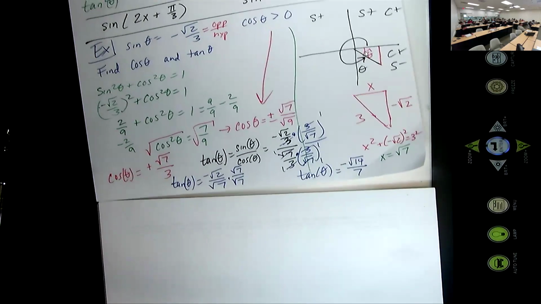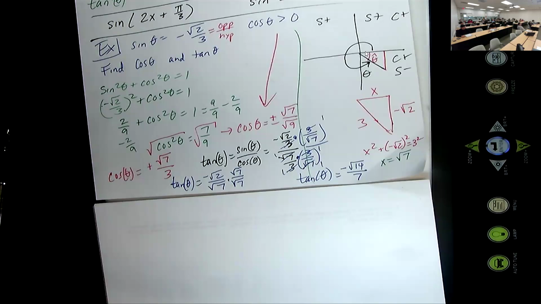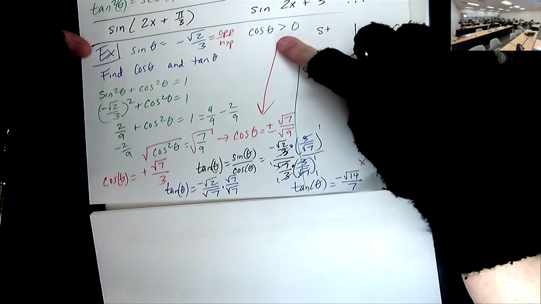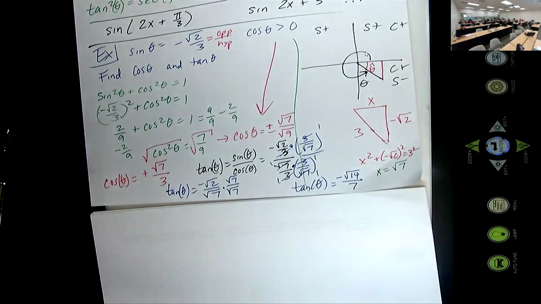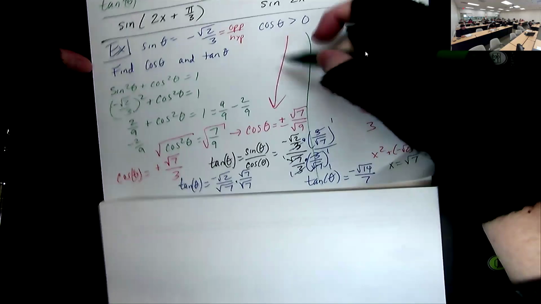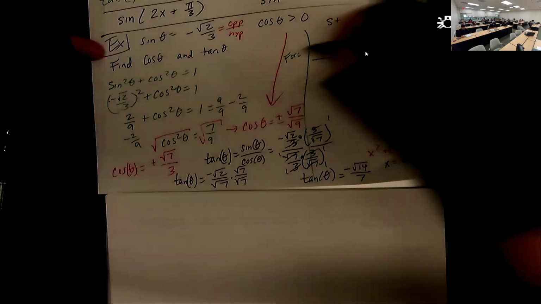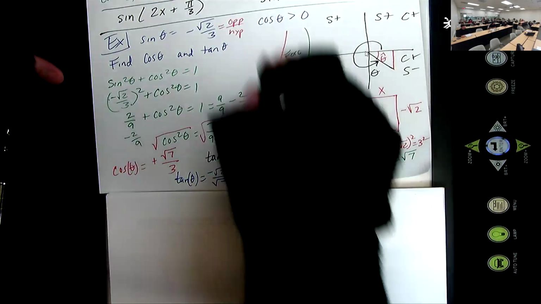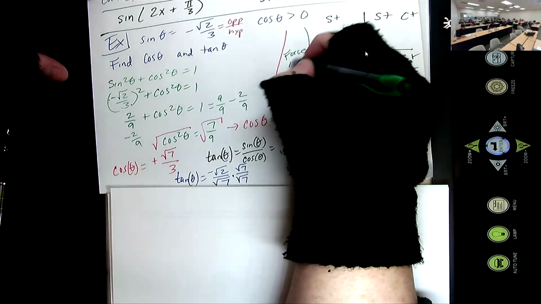I said plus or minus, but you can't have the minus for cosine. We can have a minus, but we had said we already know cosine is positive. So we had a pre-existing condition that forces it to be positive.